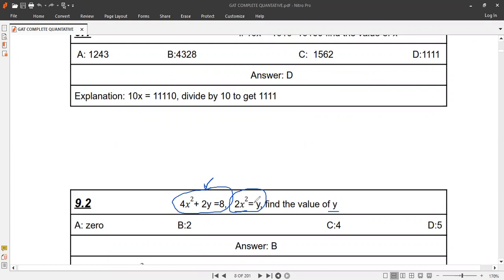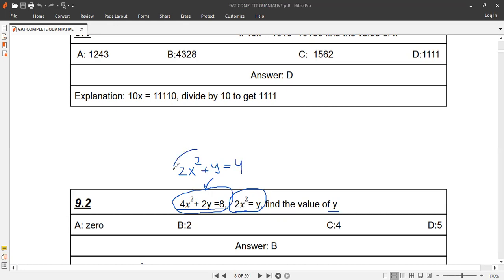So I need to exchange 2x squared by y. But here I don't have 2x squared. If you want to work on this equation, the first step, you are looking for 2x squared. So I think it's a good idea to divide this equation by 2. You need to divide each term by 2. So you will have 2x squared, because 4 divided by 2 is 2, plus 2y divided by 2 equals y, and 8 divided by 2 equals 4.